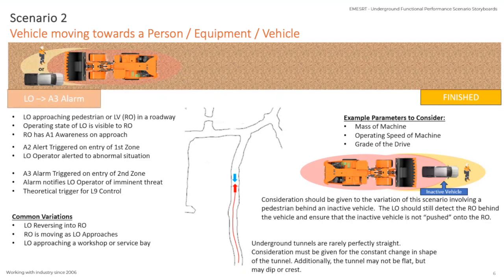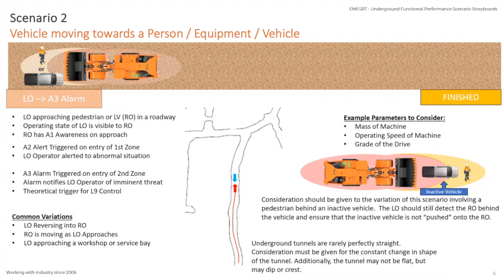We also need to give some consideration to what we're calling the knock-on effect, where one machine may push another machine onto a third party. So in the image on the right in the center there, I've got a loader who has hit an LV because the LV is inactive. So the machine's turned off, there's no one in it, there's no passenger. And in some circumstances, that may actually be invisible to the system of the loader. So if it is fitted out with a particular CAS system, it may actually be invisible. But the loader may see the pedestrian and think that they've got plenty of room, so they continue to drive forward and they push the LV onto the pedestrian. So it's something that needs to be considered in this particular scenario.